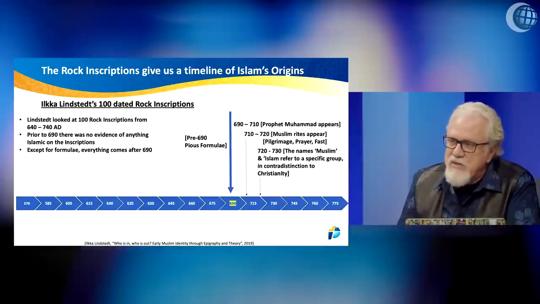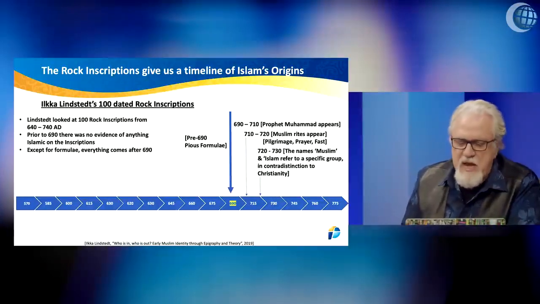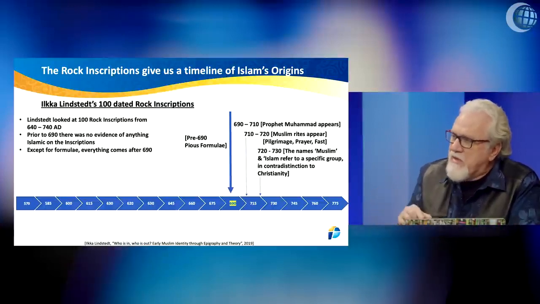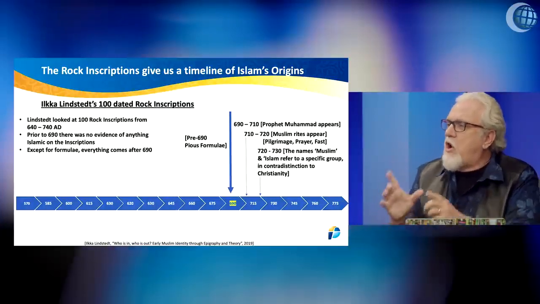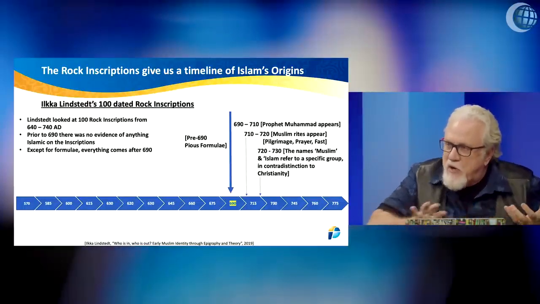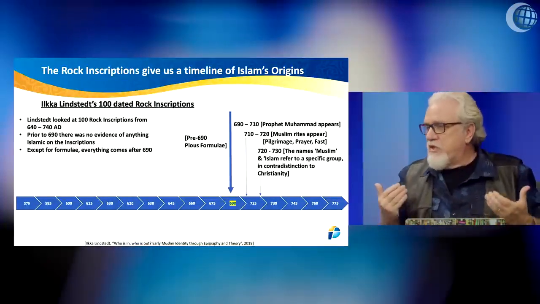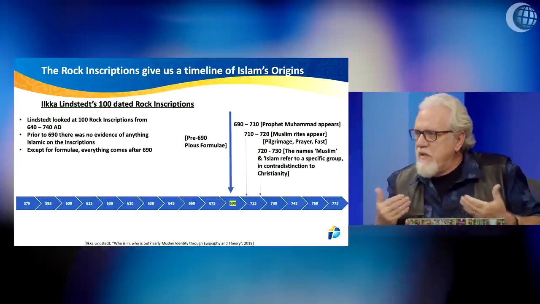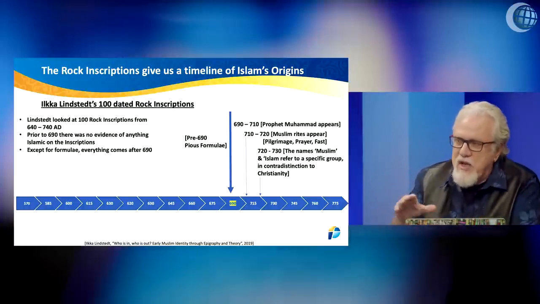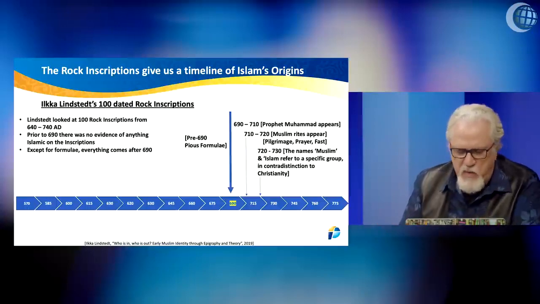And then finally, not till 720 to 730 on the inscriptions, very late, obviously, did the name Muslim start to be used as a person, and Islam start to be used as a religion, in contradistinction to Christianity. So this idea of a religion that is actually opposed to Christianity, and that Muslim really means someone who is subservient, someone who is obedient. Islam means to be in obedience and to be submissive. That idea is not introduced till 720 to 730. That's hugely late.